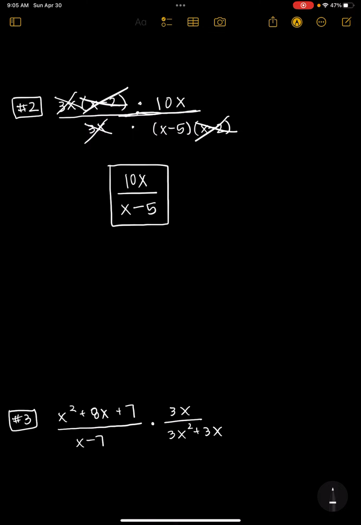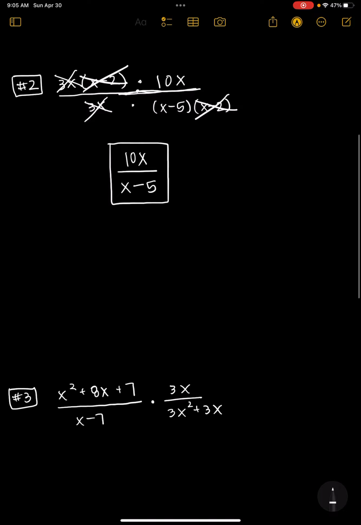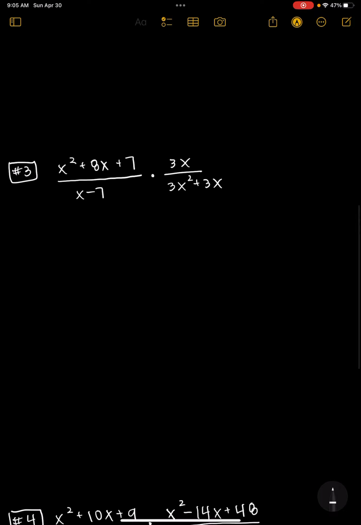So when it's in factored form like that, it makes it really easy. We just cancel out what happens on top and on bottom. All right, let's look at the third example. The third example is x squared plus 8x plus 7 over x minus 7 times 3x over 3x squared plus 3x. So like in that second example, what we want to do is get it to be in factored form, and then we can just write a big old fraction and cancel out what we need to.